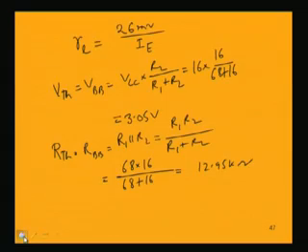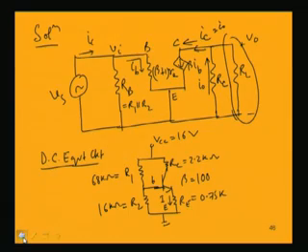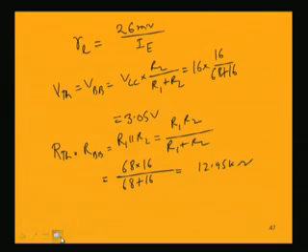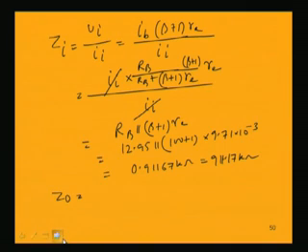Similarly, if we want to find out what is the output impedance looking from this point, that is nothing but only RC. When you make this Vs is equal to 0, this IB will be 0, it will be open circuit, we are left with only one resistance at the output, and that is equal to RC. So, the value of RC is equal to 2.2 k ohm. So, the output impedance is 2.2 k ohm.